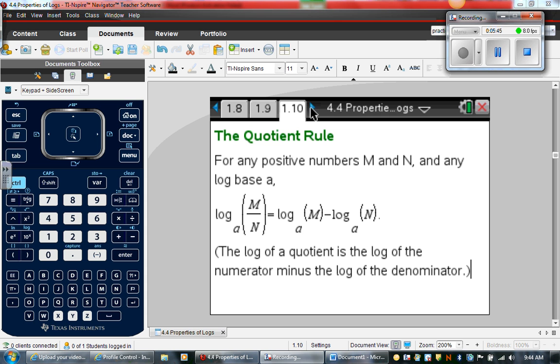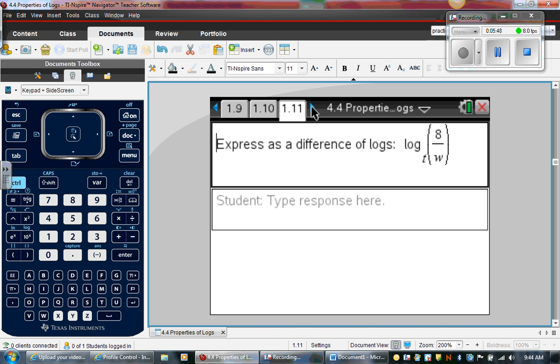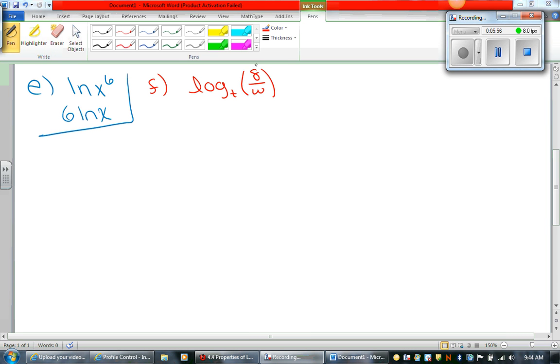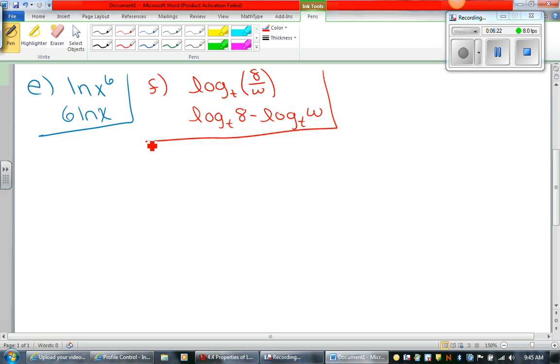Okay, so let's look at our first example. We're going to express this as a difference of logs, log base t of 8 divided by w. Okay, so again, you're going to take these two values here, and we're going to expand this out, and division is going to turn into subtraction. So log base t of the numerator, 8, minus log base t of the denominator. So it's always numerator minus denominator. And that does matter. That order does make a difference, so please make sure that you're cognizant of that when you are expanding.